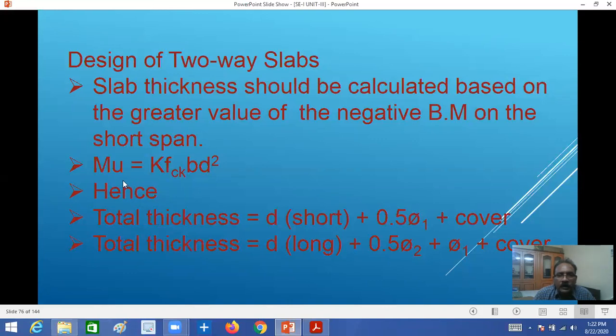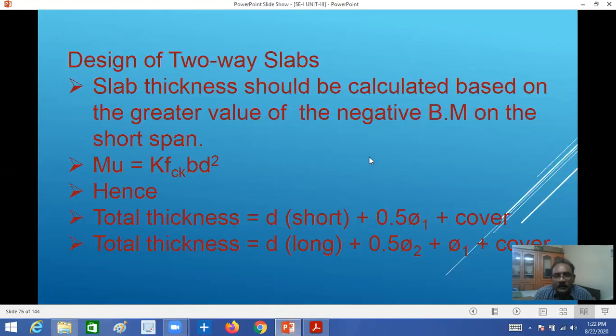Here Mu equals K fck b d square. Now this K fck, we already learned in beams also. This depends upon the type of reinforcement and the grade of concrete. And total thickness is equal to, for the shorter side, the effective depth plus 0.5 of the diameter, that may be 10 mm by 2 or 12 mm by 2, whatever diameter is used in the reinforcement in the slab, plus cover.